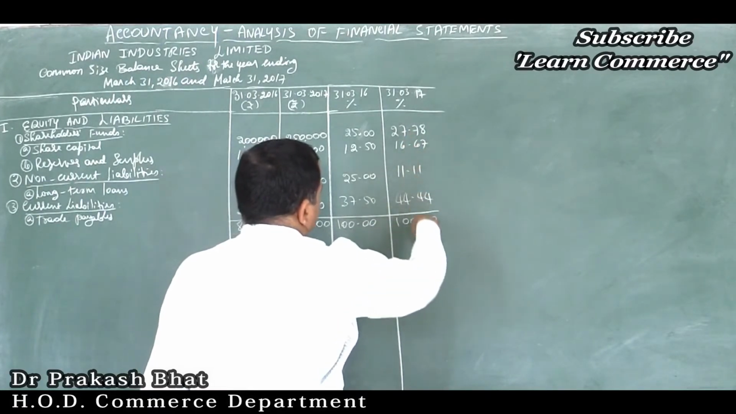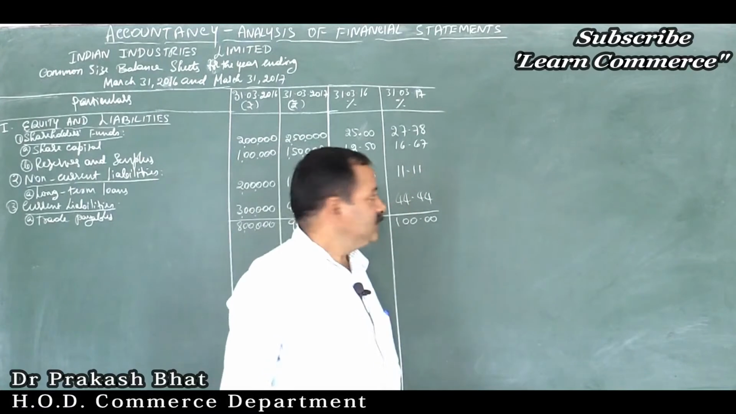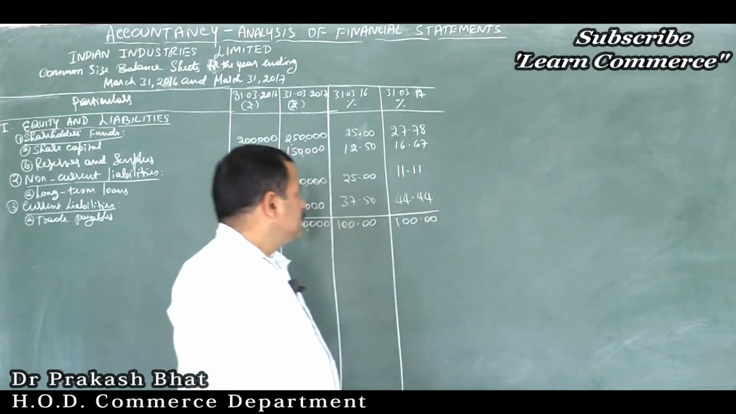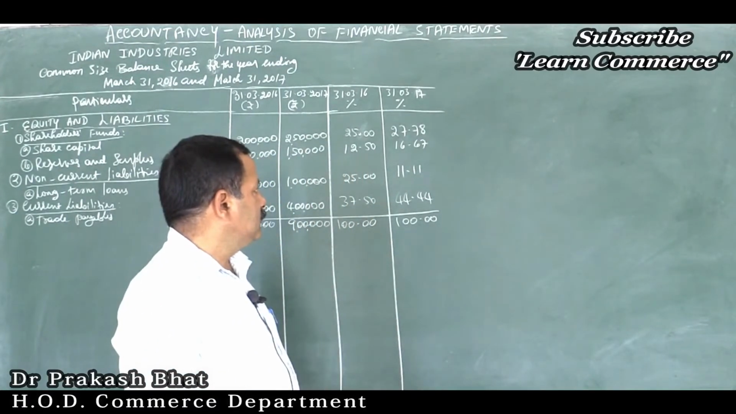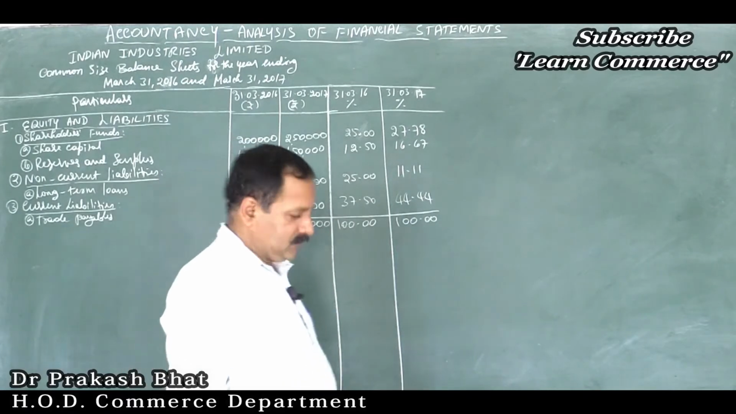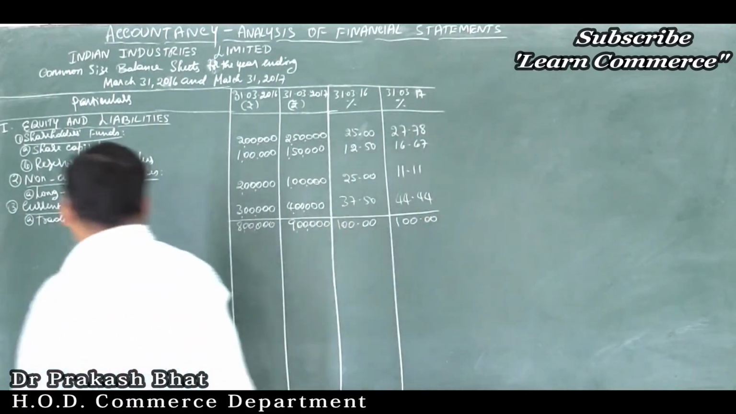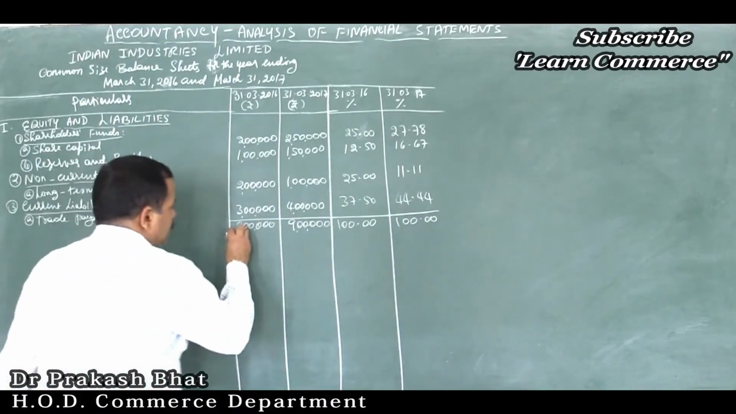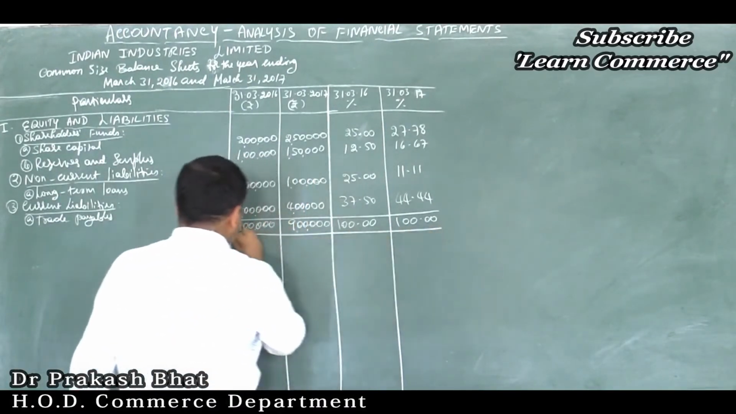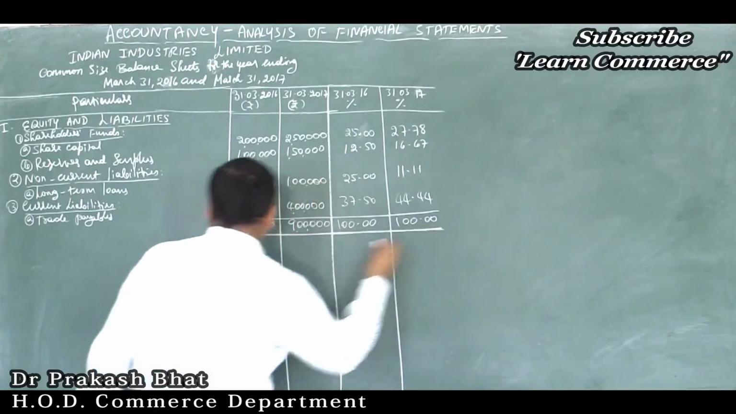98, 99, 100. Yes, it is correct. Isn't it? It agrees. Now, moving on to the second part, that is assets. Underline this, double underline, is the total. Right here, total.